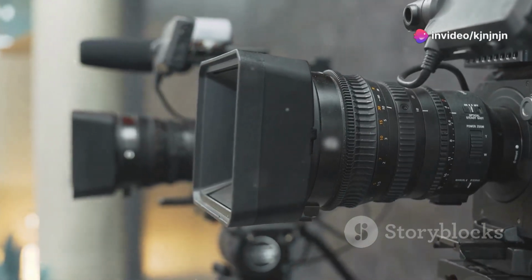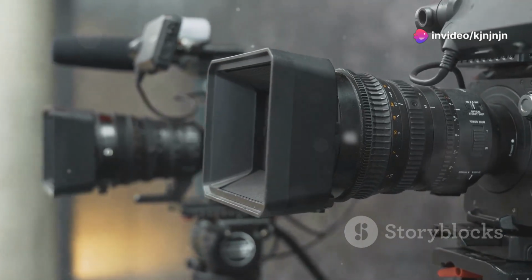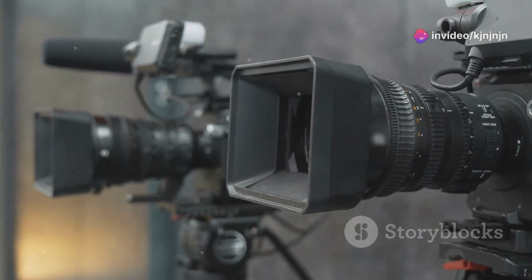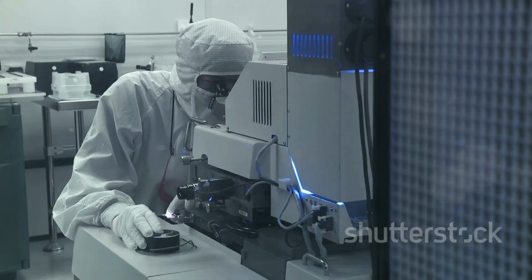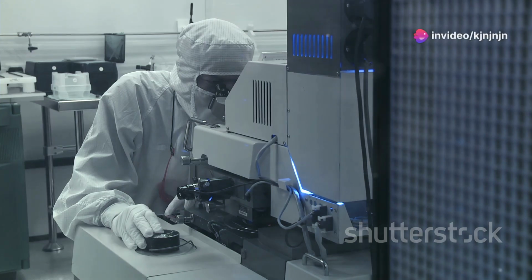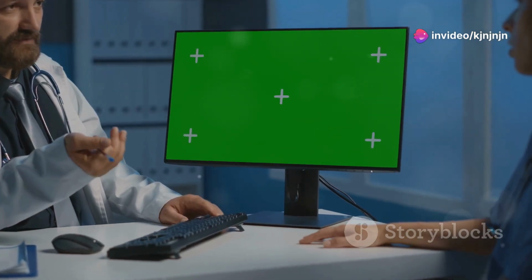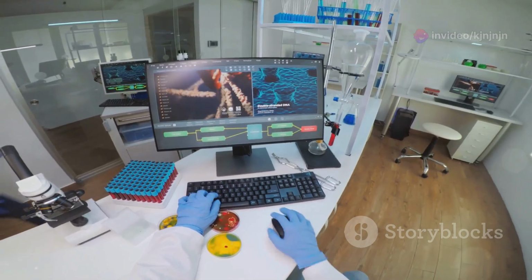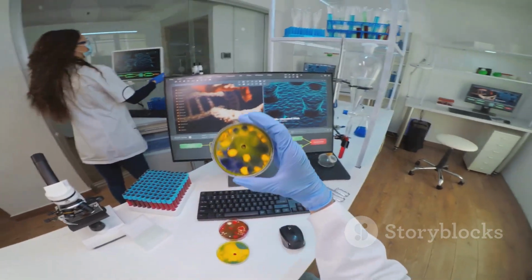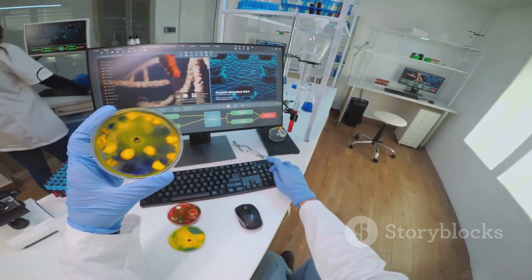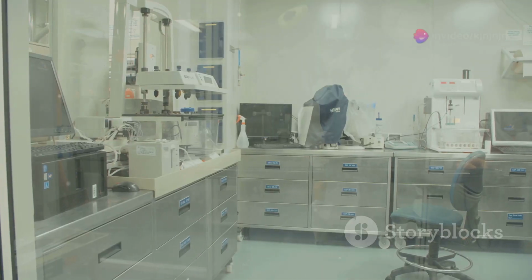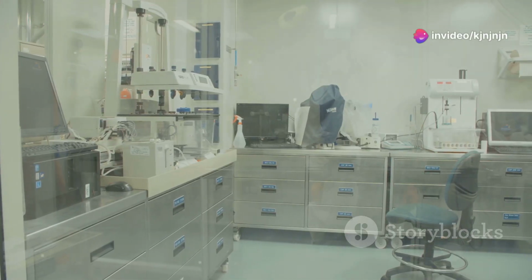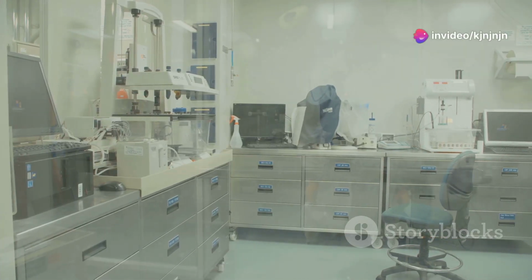Digital image correlation, or DIC, is a non-contact optical technique that is gaining prominence in strain measurement. DIC uses high-resolution cameras to capture images of a material surface before and after deformation. By comparing the images, the software calculates the strain distribution across the surface. DIC offers advantages in measuring large strains and complex deformation patterns. It is becoming increasingly important in various fields, including materials science and biomechanics.